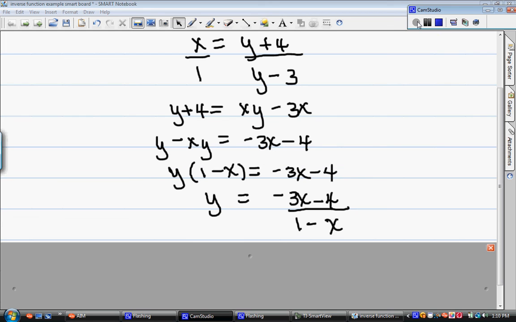The inverse function is negative 3x minus 4 divided by 1 minus x, and that answers both questions in our book.